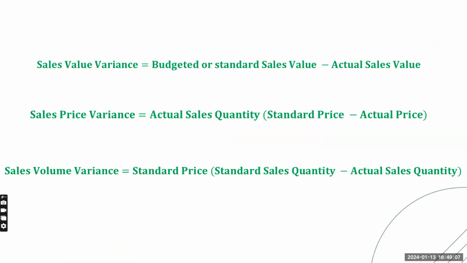Sales value variance, we take the standard sales value minus actual sales value. Sales price variance, we take the change in the price holding quantity constant. If the quantity is constant, we take actual sales quantity. Sales volume variance, there you take the change in the quantity holding price constant. When you're holding price constant, we take the standard price.